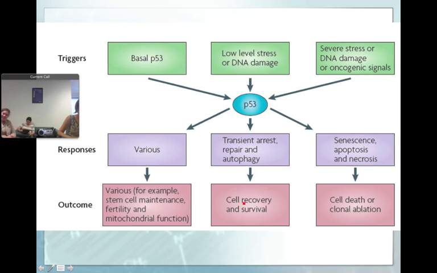Right. And so if you have low or moderate levels, then P53 essentially says, wait a minute, let's see if we can fix this. It makes sense, right? And if you have severe stress or a lot of oncogenic signaling, and we'll talk about that in more detail later, then you're going to undergo senescence or apoptosis, and these are different ways that a cell can die.